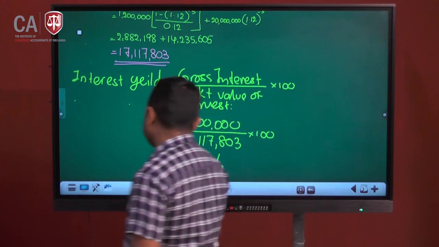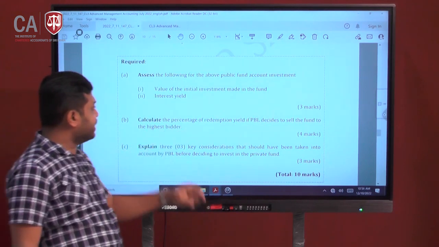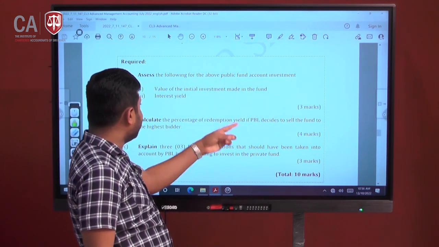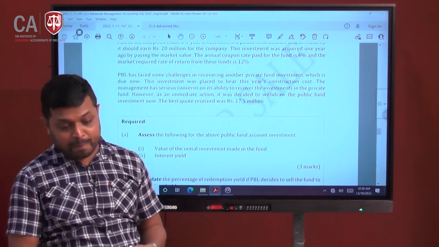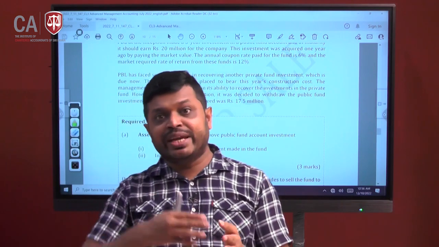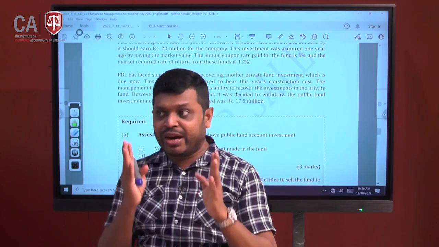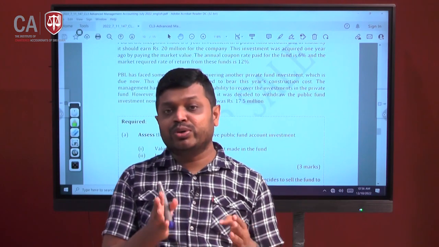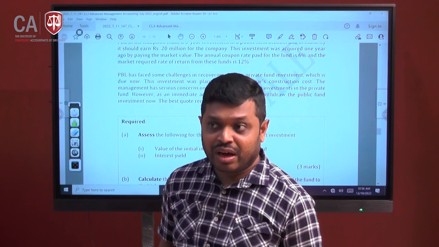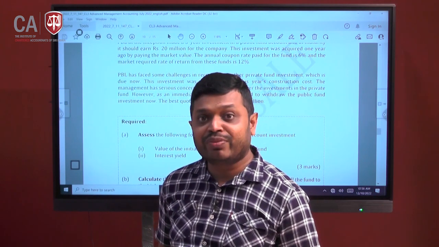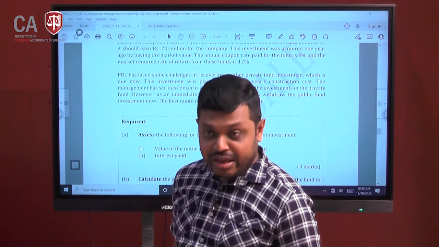Okay, we will see the next one, part B. Calculate the percentage of redemption yield if BPL decides to sell the fund to the higher bidder. Higher bidder is 17.5, right. Now, remaining period to maturity is only 2 years. This fund will only give 6% return, 1.2 million over the next 2 years. Now, you have to use the IRR method in order to identify what is the redemption yield.